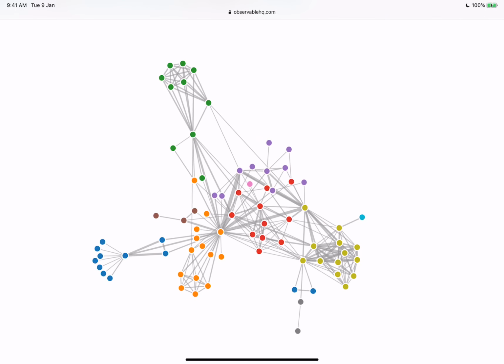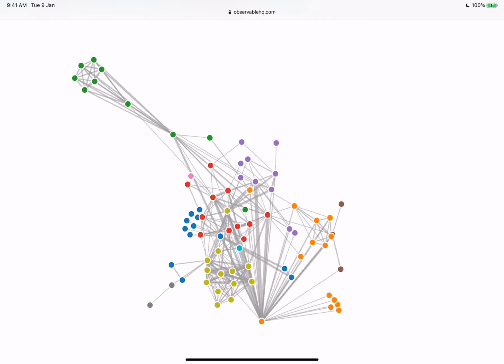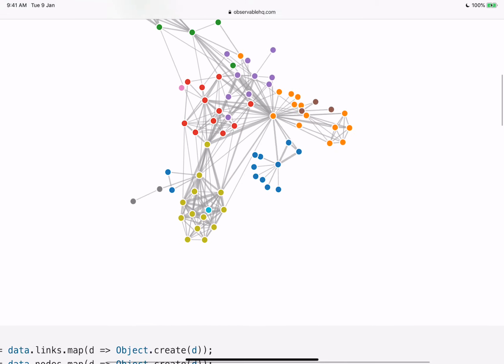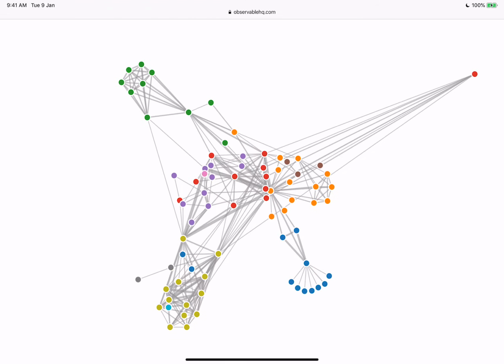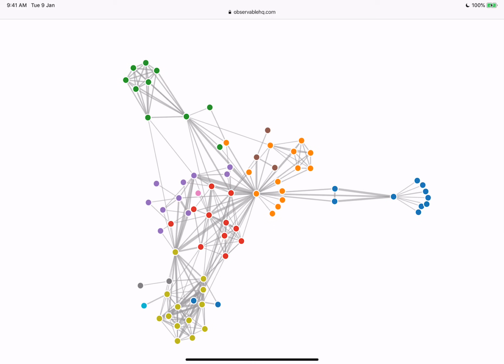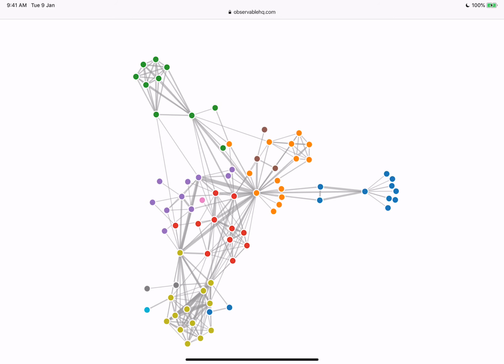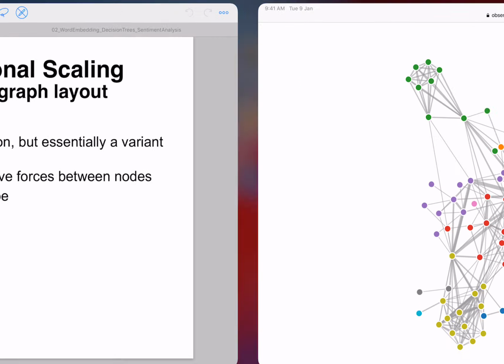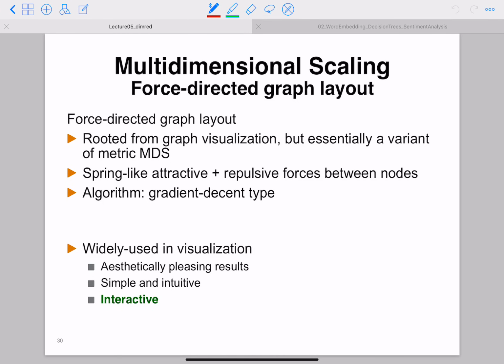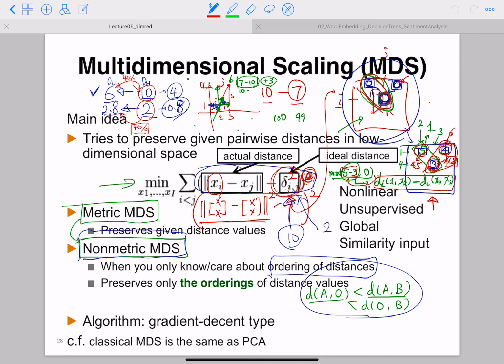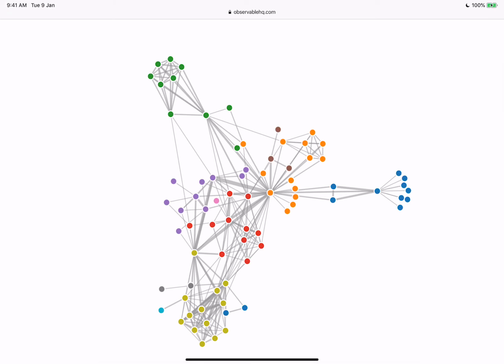Right, so here, we can move this guy in this form. So this kind of interactivity is provided in this force-directed graph layout, and this is almost the same as multi-dimensional scaling, but it has an additional criterion or force. The criteria are almost similar to MDS, but this force-directed graph layout has an additional criterion, which works as follows.